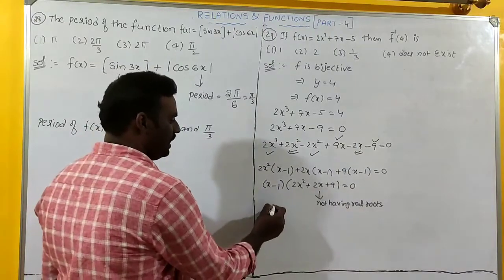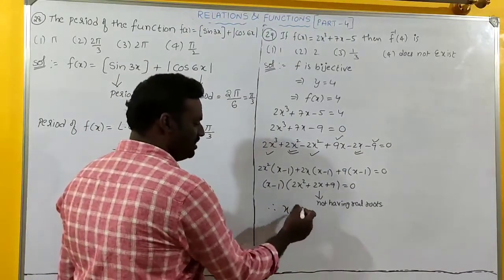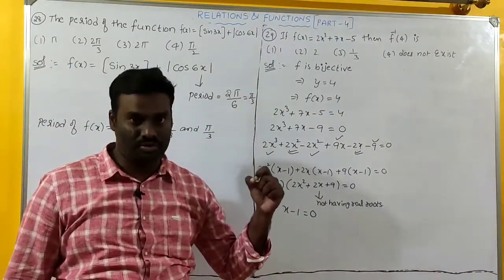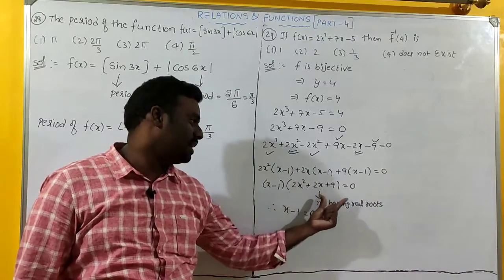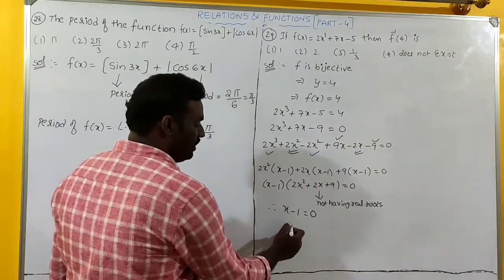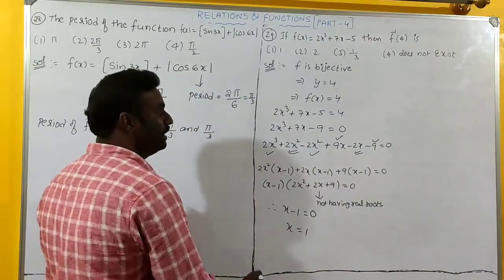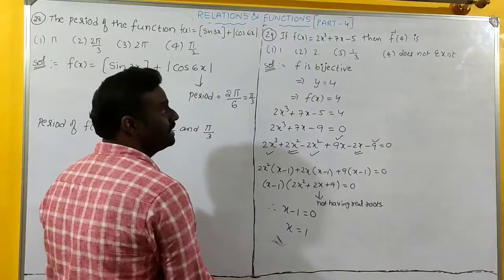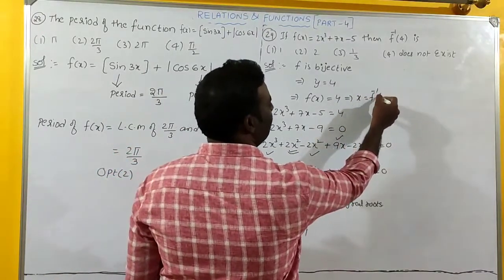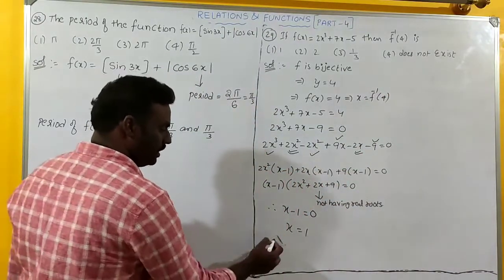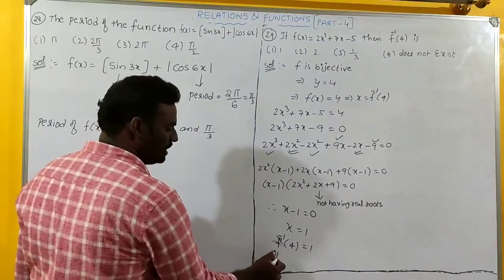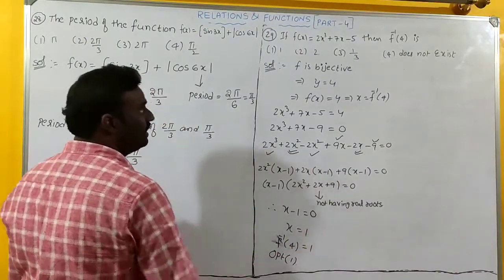Therefore, I am taking the first equation to be 0. If you take the other, we will get imaginary roots. That's why imaginary roots I am not considering. Therefore, first x minus 1 equals 0. Then we will get x equals 1. In this, what can I write? x is nothing but f inverse of 4. Therefore, f inverse of 4, the value is 1. That is nothing but option 1 is the correct answer.